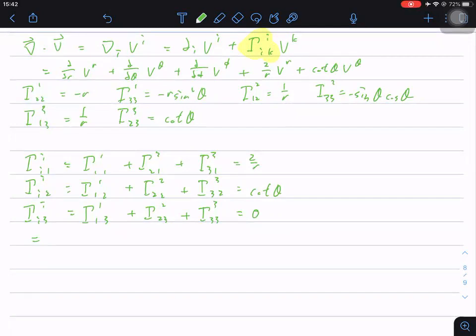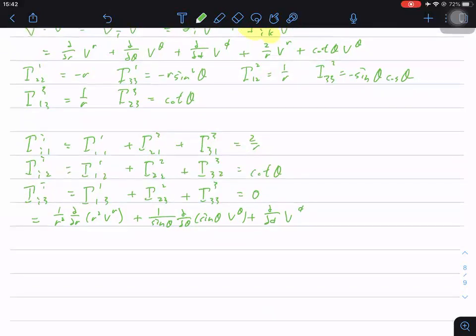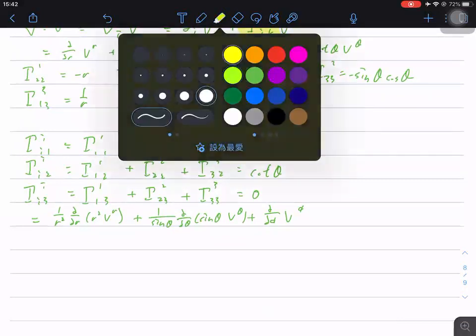it is just 1 over r squared partial r squared VR plus 1 over sine theta v theta plus this one. So that should not be the usual form you have seen, because in this case, the vector components are in natural basis.